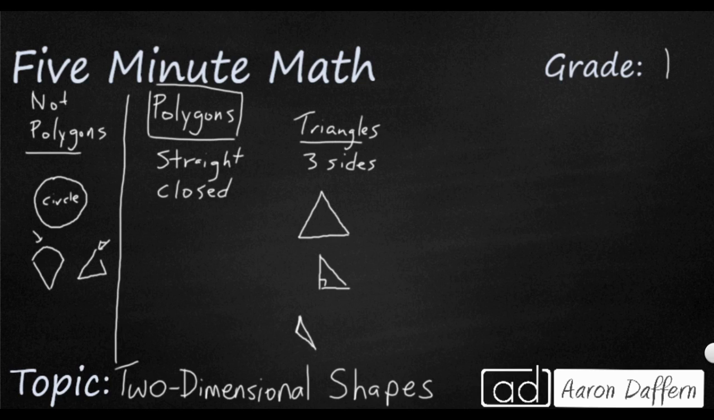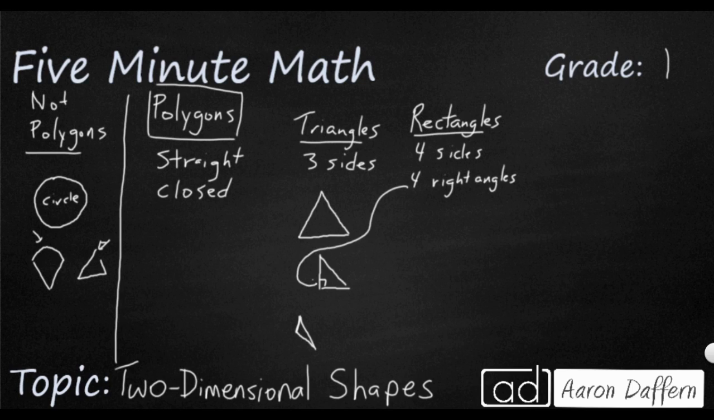So next we have rectangles. Rectangles have 4 sides, but there's a little bit more. There's 4 sides, and there are 4 right angles. Right angles are 90 degrees. They're kind of like square corners. This right here is a right angle.